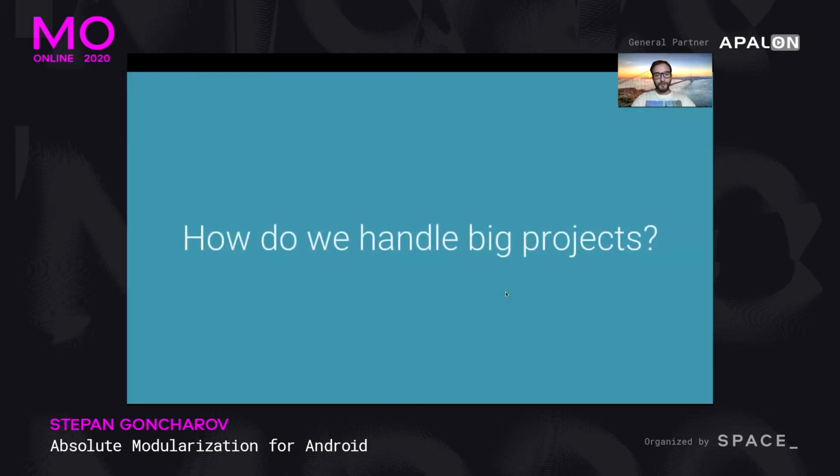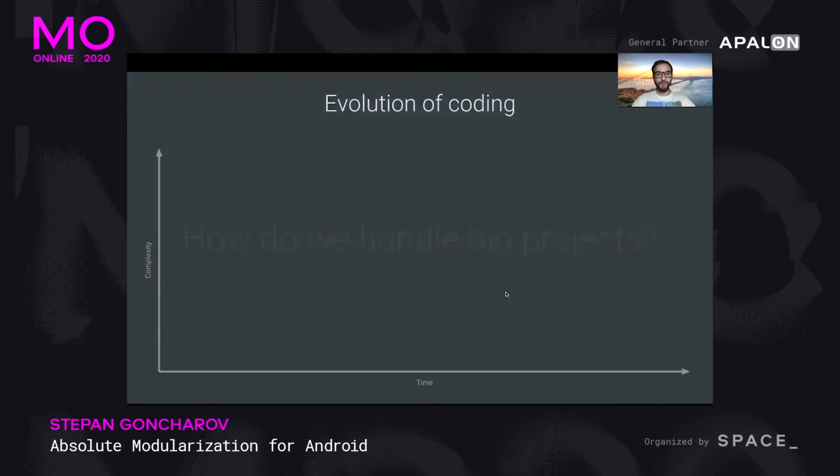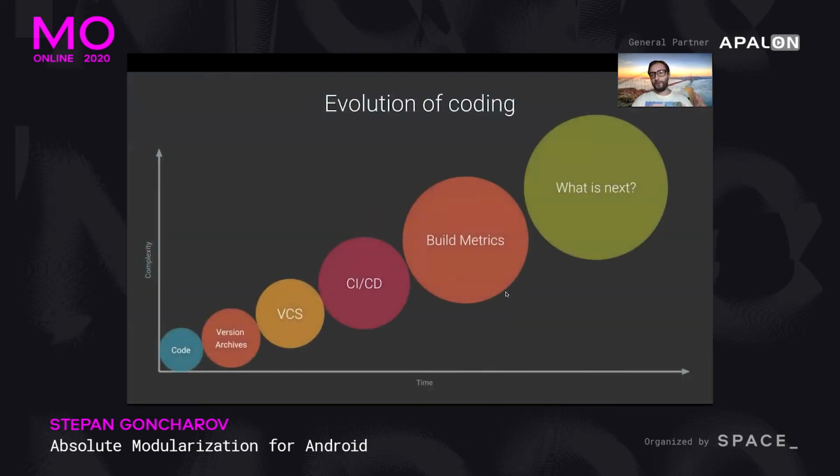So how do we handle that? What tools do we have to help us with it? I want to step back for a little bit and see how the management of code was evolving over time. Maybe no one remembers it, even me.